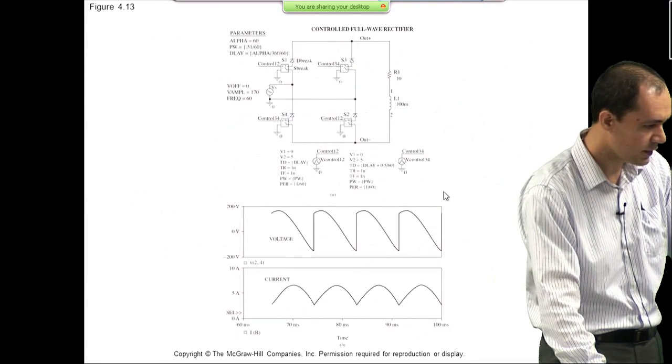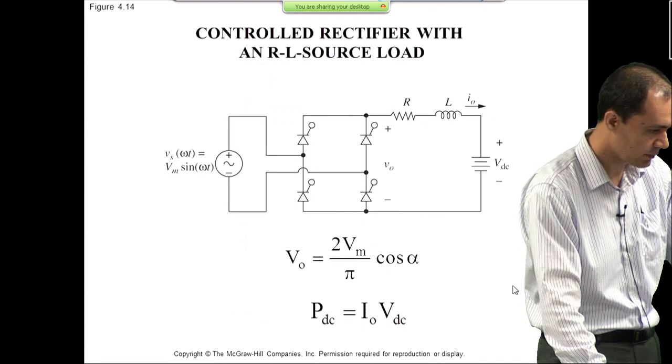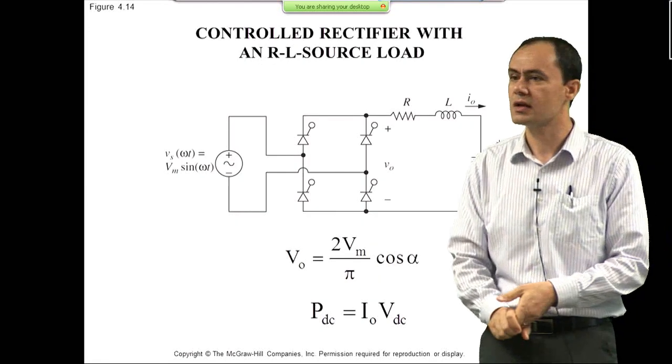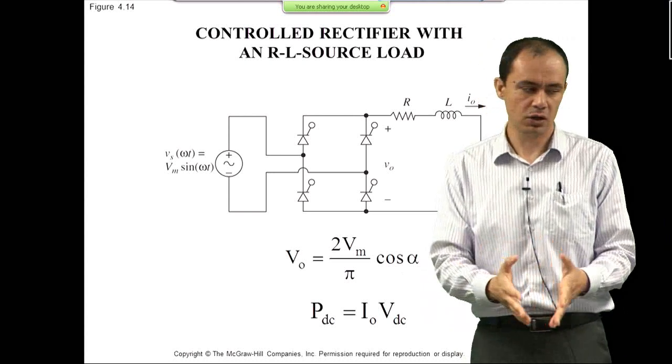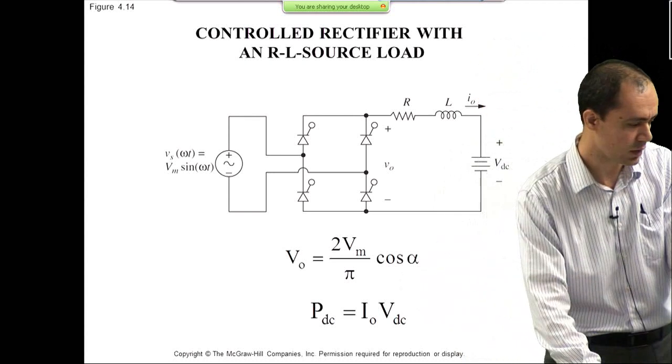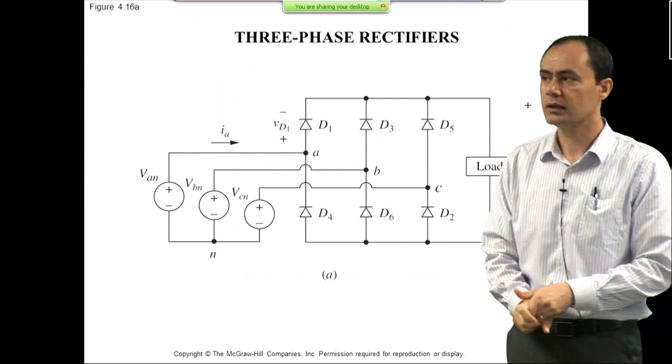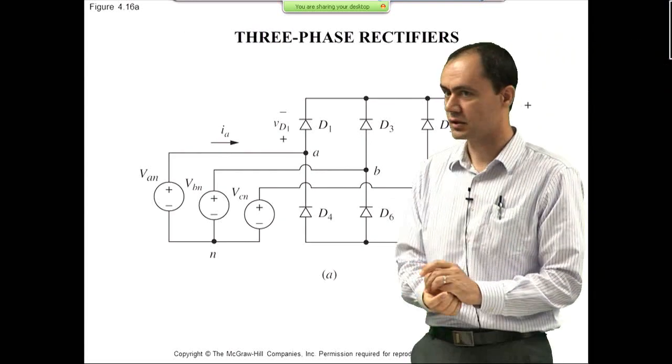Then the rest is simulation stuff that appears in the book. And then the book goes on and assumes what if there is a DC source also appearing on the output side. We are not going to analyze that. What we are going to analyze today is a three-phase rectifier.